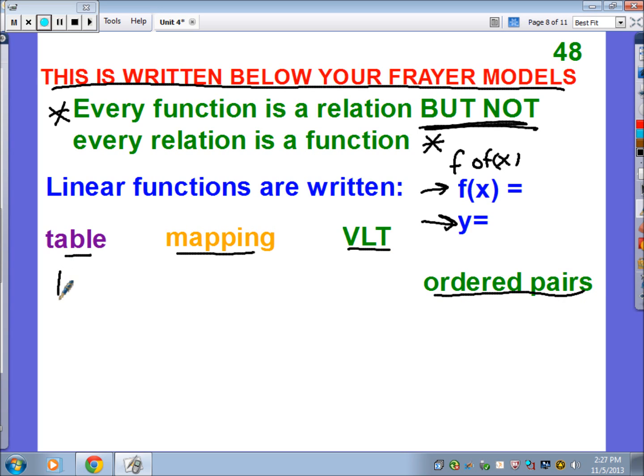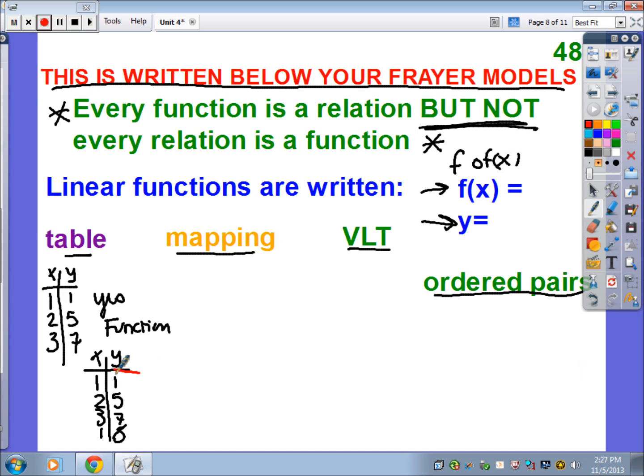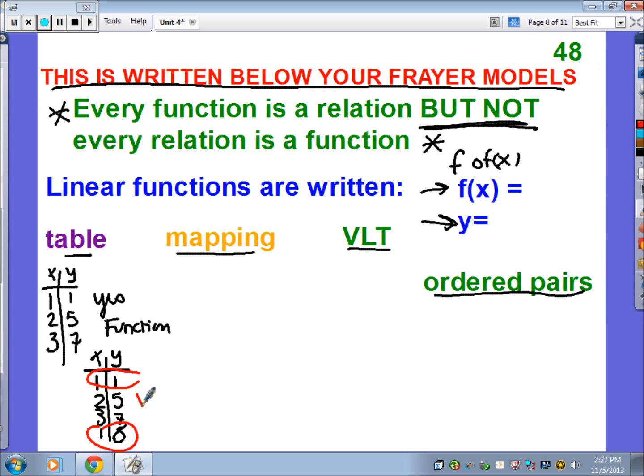So a function as a table will just look like x, y, 1, 2, 3, 1, 5, 7. Our x does not repeat, so yes, this is a function. We can say it's a relation if we have x and y, 1, 2, 3, 1, 1, 5, 7, 8. And here, where we have the 1 and 1 and the 1 and 8, it violates, not a function.